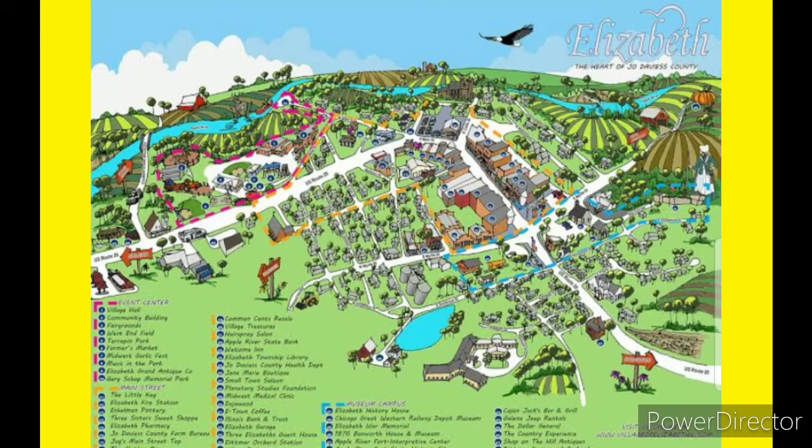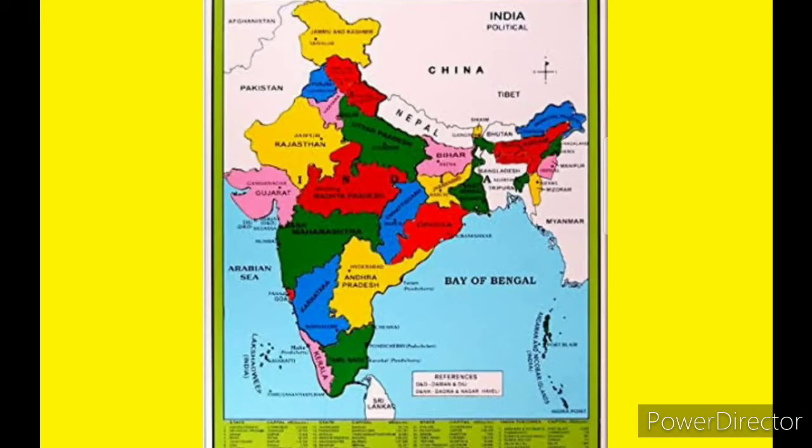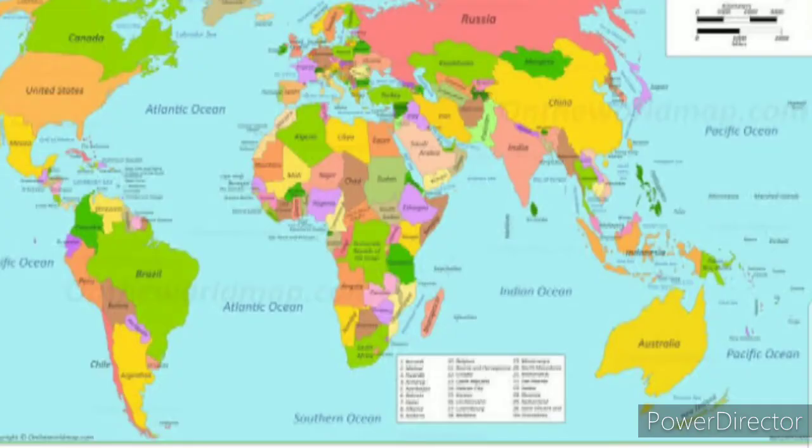Like this, map is also drawn from the above. So, the map is basically a drawing from the above of that area. Yes. Now, what is map, children? Map is a small picture of the whole earth or a place drawn on a flat surface or a small piece of paper. So, on the piece of paper, the whole structure of the earth is drawn on it.